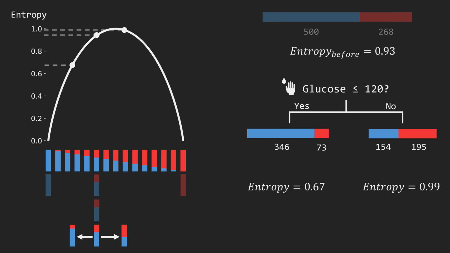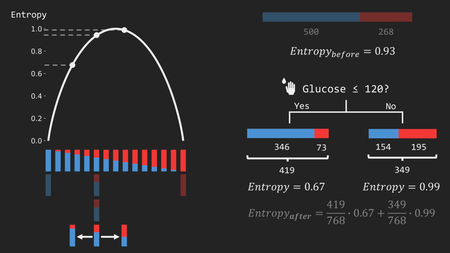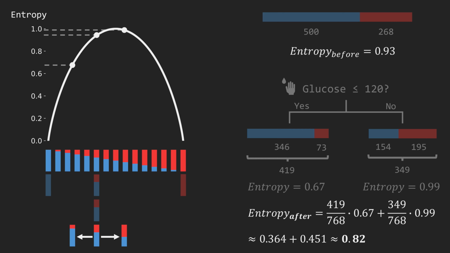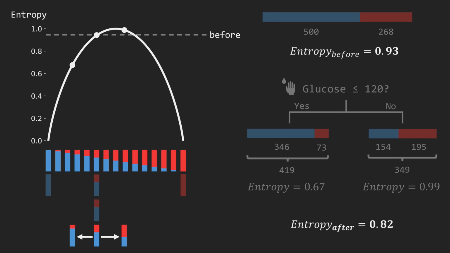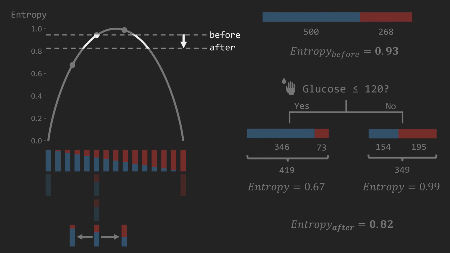To compute weighted entropy, we consider the size of each branch relative to the original dataset. The larger the branch, the bigger its influence. Summing the two entropies, each multiplied by its share, we get 0.82. That is our entropy after. Now, we can compute the drop in entropy, called information gain. And that's the quality measure we need.